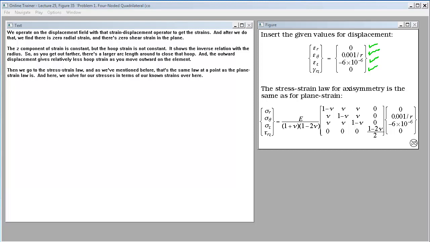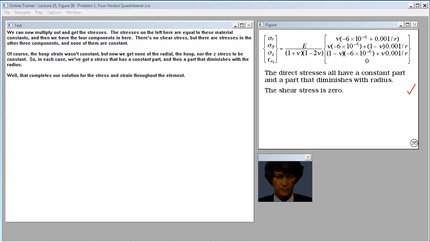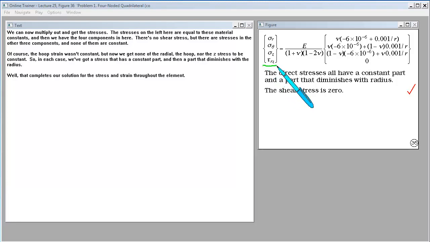Then we go to the stress-strain law, and as we've mentioned before, that's the same law at a point as the plane strain law is. And here we solve for our stresses in terms of our known strains over here. We can now multiply out and get the stresses. The stresses on the left here are equal to these material constants, and then we have the four components in here. There's no shear stress, but there are stresses in the other three components, and none of them are constant. Of course, the hoop strain wasn't constant, but now we get none of the radial, the hoop, nor the Z stress to be constant.